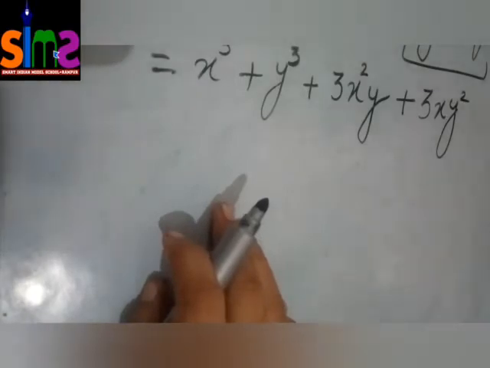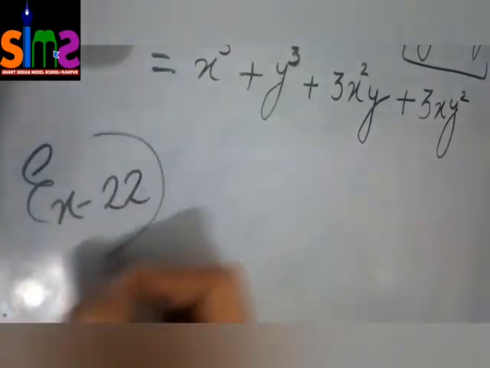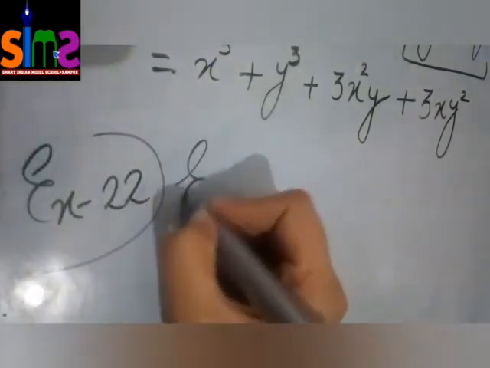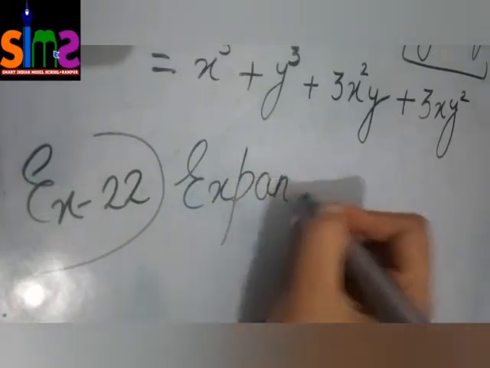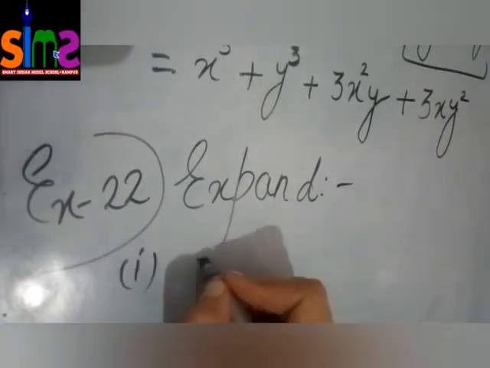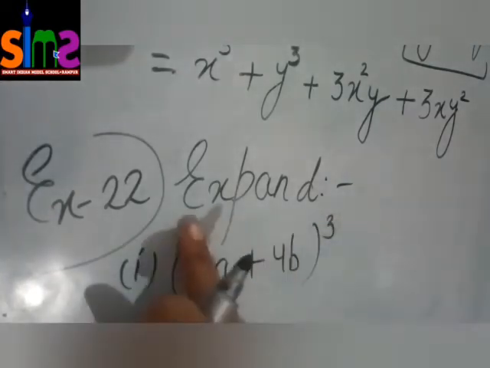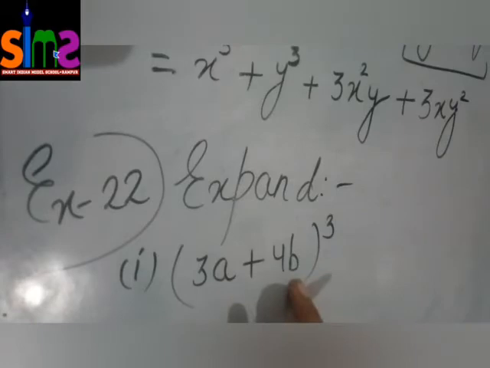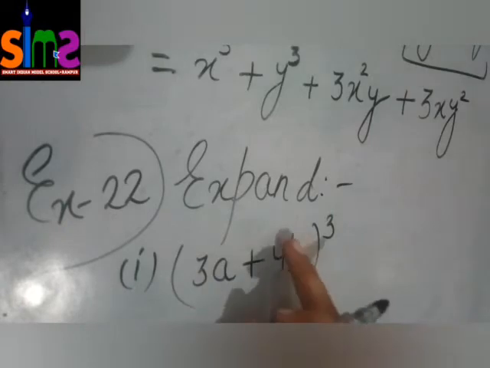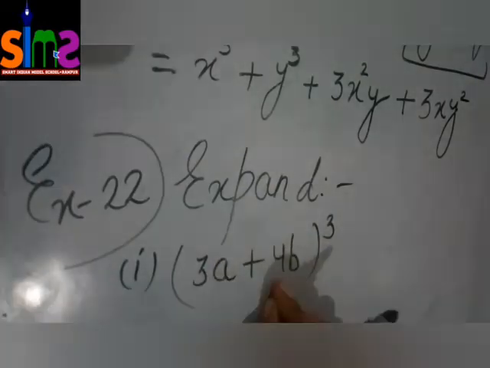To understand the concept of this identity, we are taking example number 22 from your NCERT book, and in this example it is written: expand, and its first part is 3a plus 4b whole cube. So we have to expand the whole cube of 3a plus 4b. As you can imagine, this is our x and this is our y. So it is a form of the whole cube of x plus y, where the value of x is 3a and the value of y is 4b.